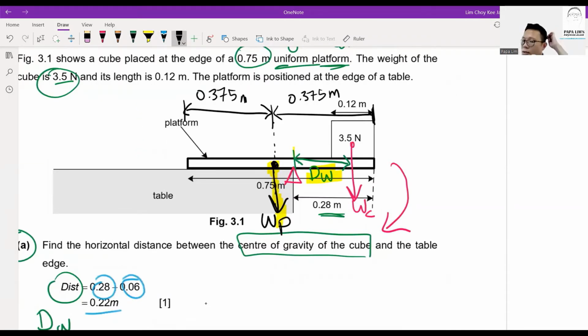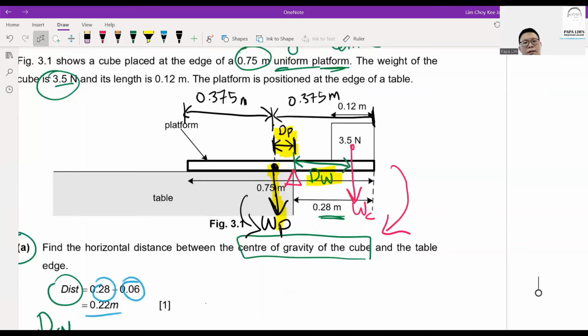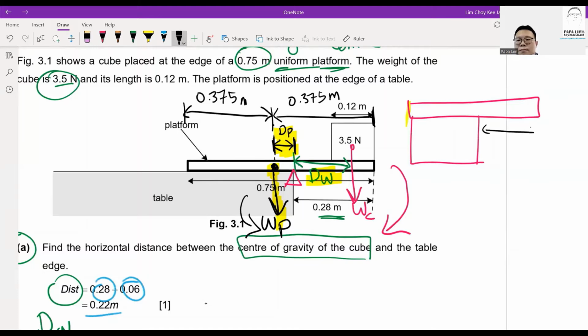If I look at the moment, you will know that the weight of the platform is an anti-clockwise moment. And between the pivot and the weight itself, there will be the perpendicular distance of the platform. Remember, the perpendicular distance based on this picture is not 0.75, it's actually dp. So you must know where to find dp. First thing is to find dp, and I think it will be quite straightforward. Because the 0.75 is this, and this part is 0.28. And I know this part is 0.375.